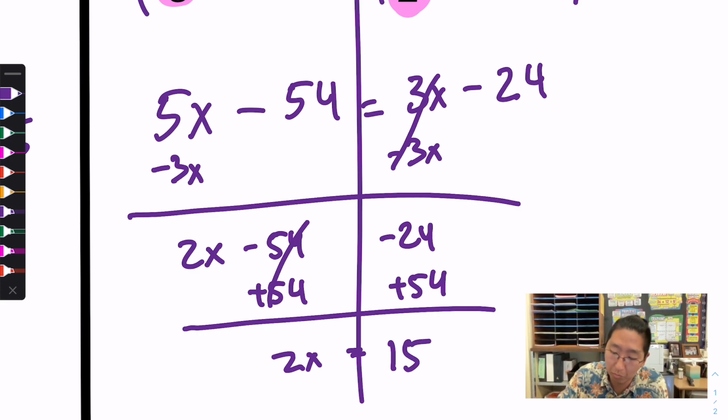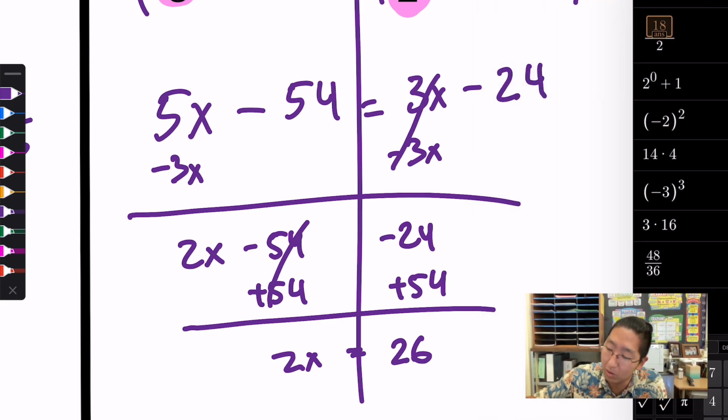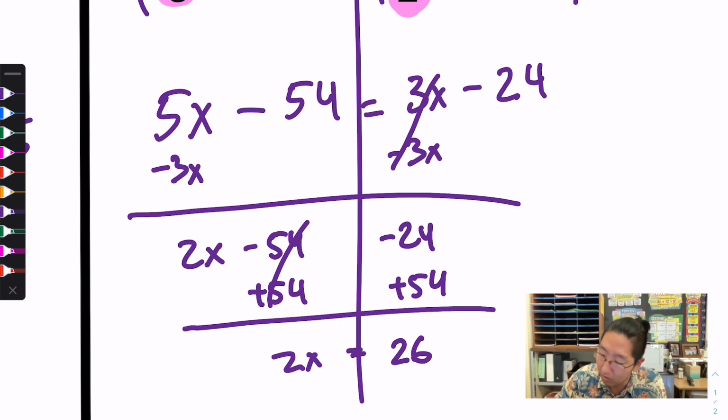Oh no, 30. I got ahead of myself. 30. 54 minus 20. Negative 24 plus 50 is, 26. Right? Am I doing that right? Negative 24 plus 54. It's 30. Wow. Mr. Han, what are you doing? It's 30.